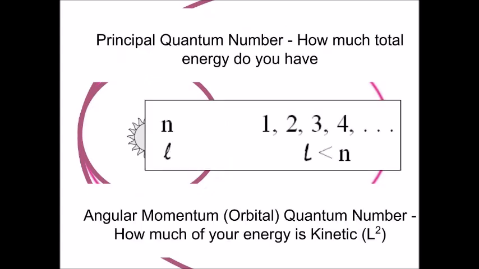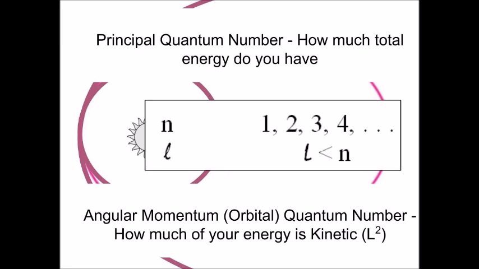N, the principal quantum number. How much energy do you have? Are you a small orbit or a big orbit? L, the angular momentum quantum number. How much of that energy is kinetic? That's what we'd be asking if you were a planet. Are you close to the sun with more Ke or further out with more Pe? For the electron, we talk about angular momentum squared, which doesn't change for a planet. Sorry. But again, we're letting Ke move around for the planet and L squared move around for the electron.